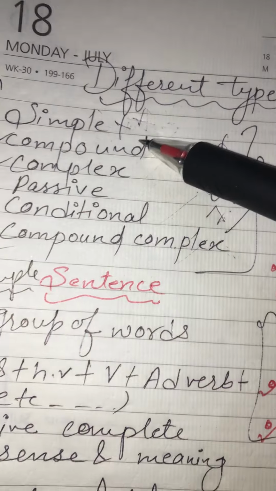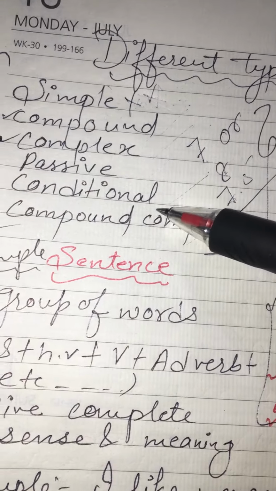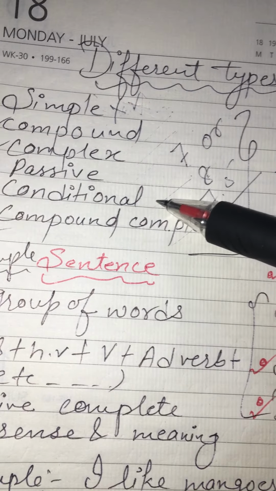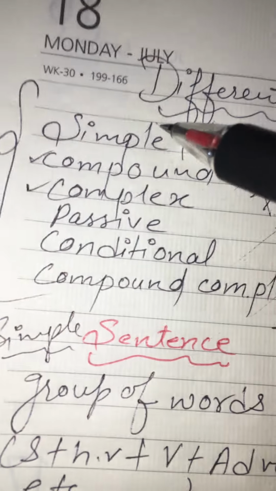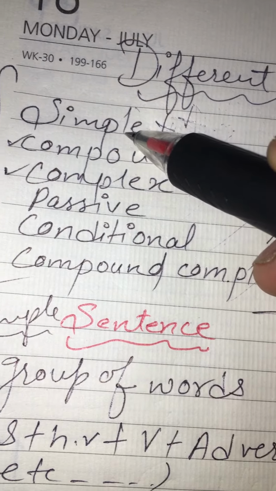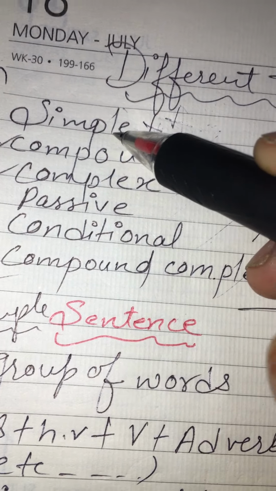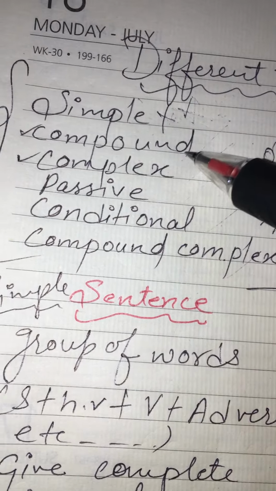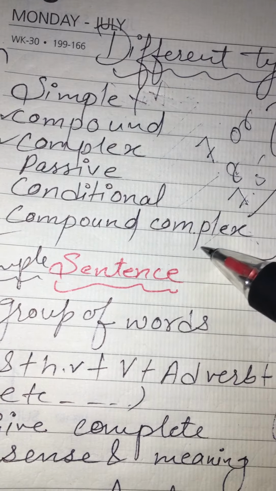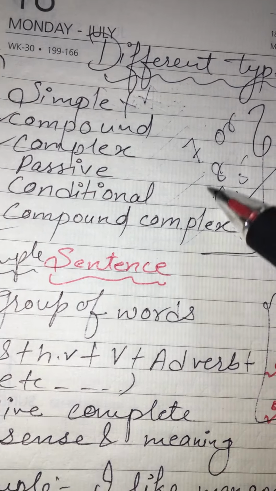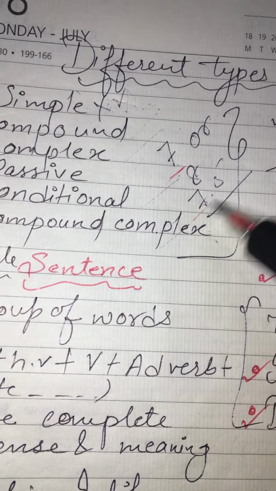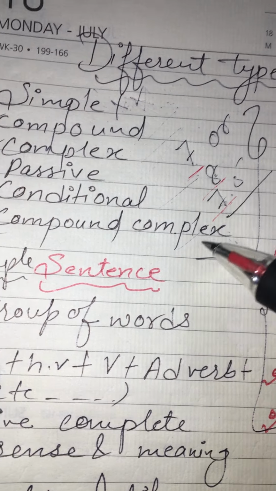Here are some types or variety of sentences which you can use in IELTS essays, but don't use simple sentences in your IELTS writing task. Use complex, compound, passive, conditional or compound complex sentences if you want to get 7, 7.5 or 8 bands in IELTS essays.